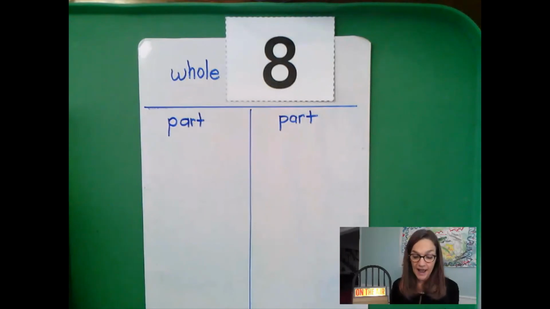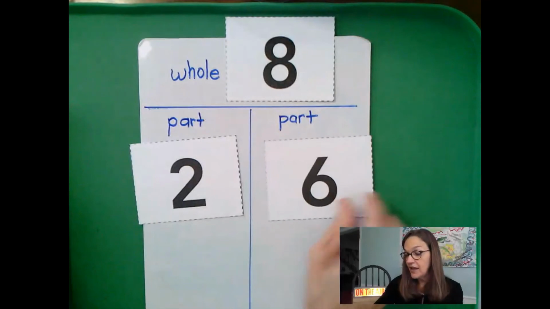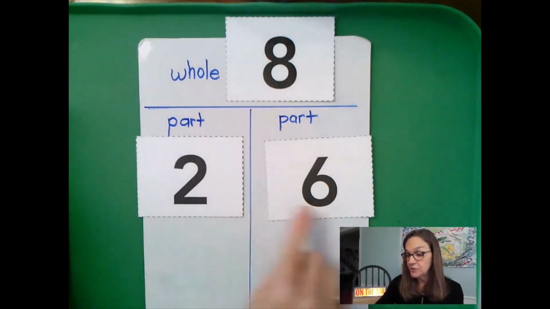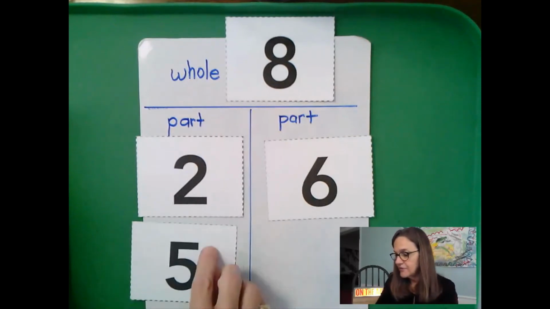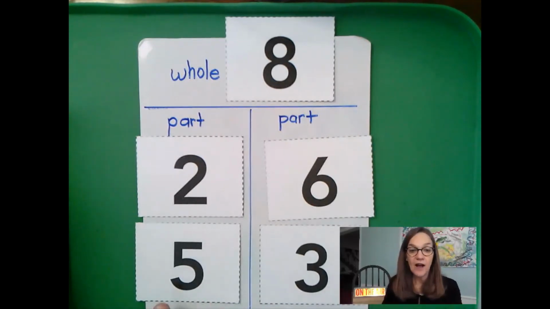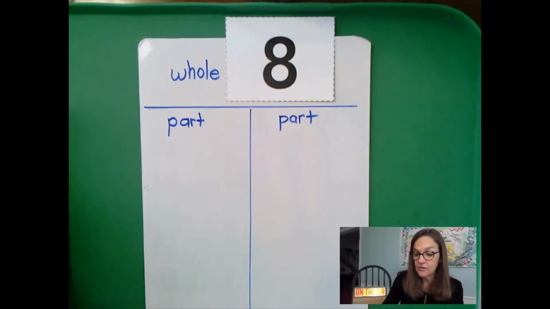For example, if I had an 8, then it could be made up of a 2 and a 6, because 6 plus 2, 6, 7, 8. 6 plus 2 or 2 plus 6 is 8. I could also use a 5 and a 3, because 5 plus 3 equals 8. 5, 6, 7, 8. If you don't have enough cards, you could use tokens.